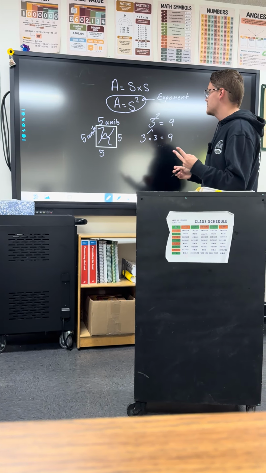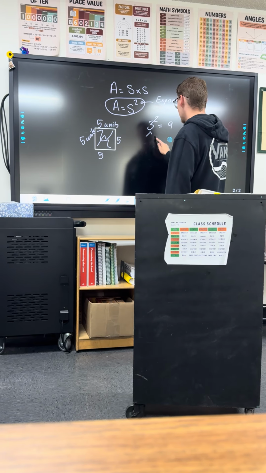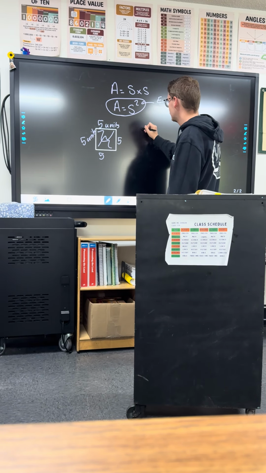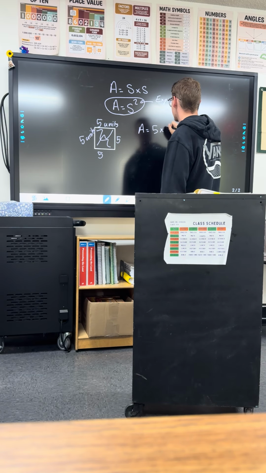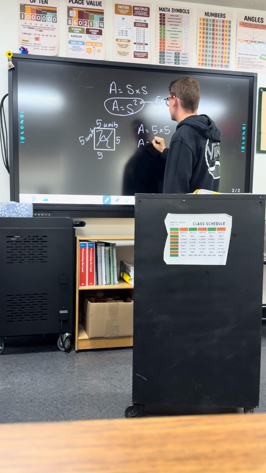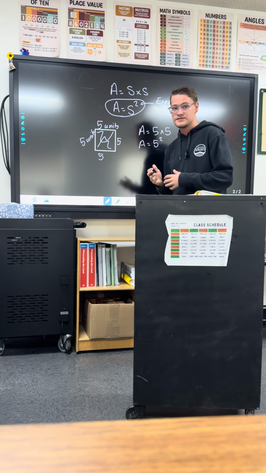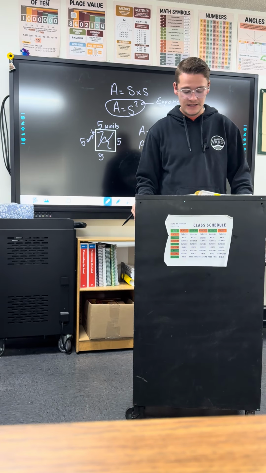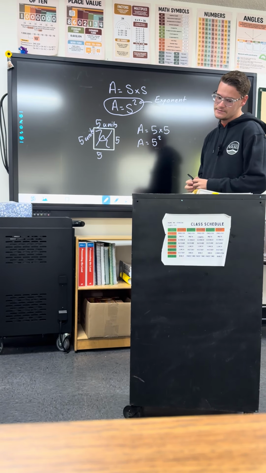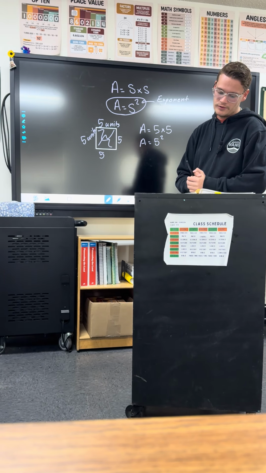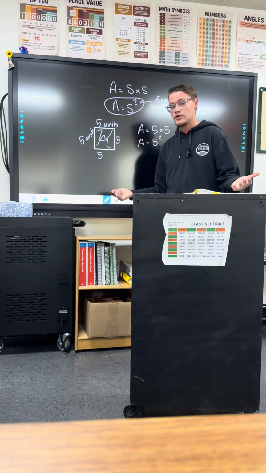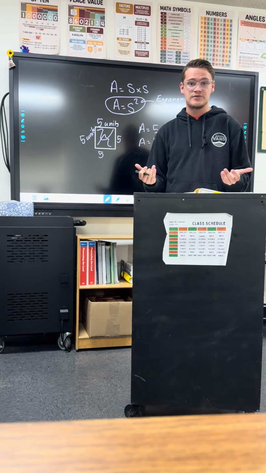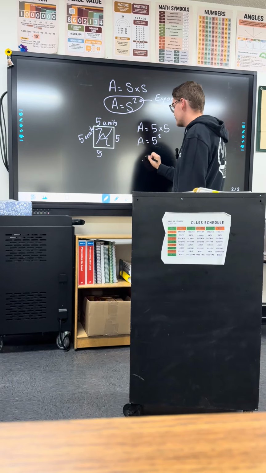So we have 2 ways to list this out. I can either do area equals 5 times 5, or I can do area equals 5 squared. Now obviously these are going to be the exact same thing anyways because 5 squared is 5 times 5. So whichever way you're more comfortable with at this point is perfectly fine. Whenever you do 5 times 5, hopefully you've already figured this out. It's going to be super easy. 5 times 5 is 25.